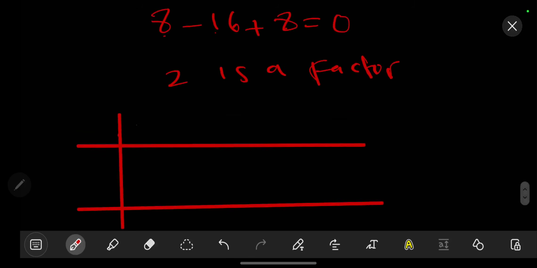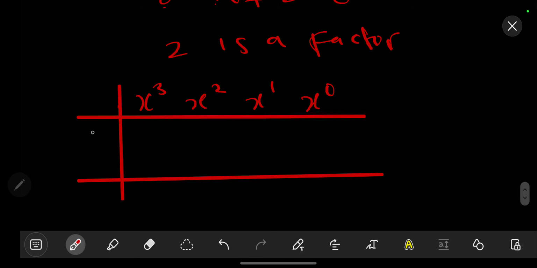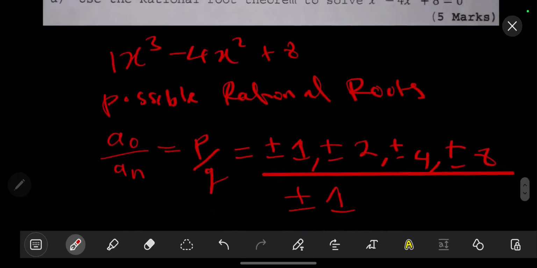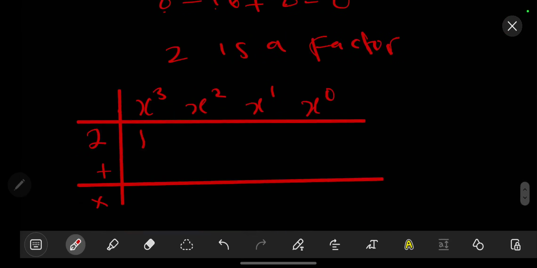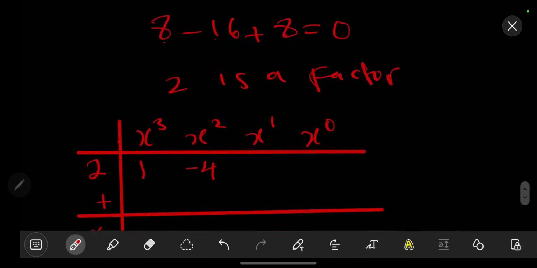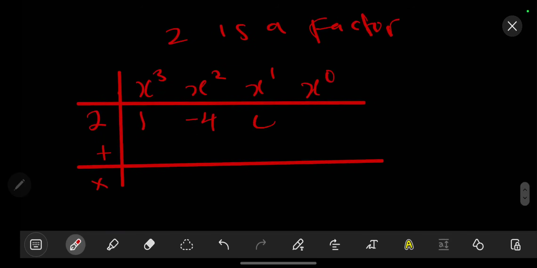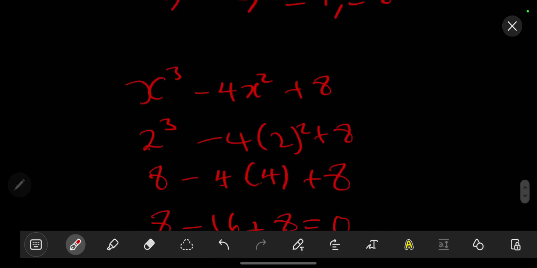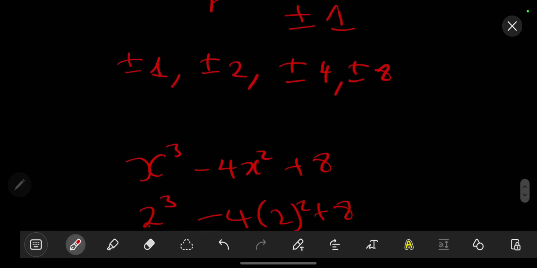Using this, we are now going to use synthetic division. The powers are x to the power 3, x to the power 2, x to the power 1, and x to the power 0. Then the factor that we have used is 2. We are going to be multiplying and adding. The coefficient on x to the power 3 is 1, on x to the power 2 is negative 4, on x to the power 1 is 0, and then we have a positive 8.